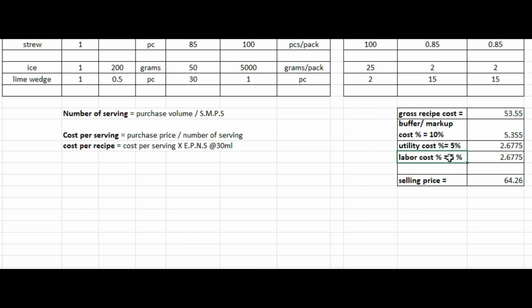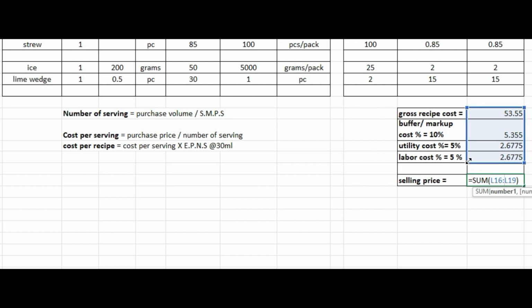Now, for the utility cost, let's have an example of 5% for our utility cost, and the same with our labor cost, which is also 5%. So therefore, the same process, our gross recipe cost will be multiplied with 0.5%. So therefore, a total of 2.67 pesos. So the same also with our labor cost. So our gross recipe will be multiplied with 0.05%. And then for our selling price, these are the 3 cost percentages for this costing.